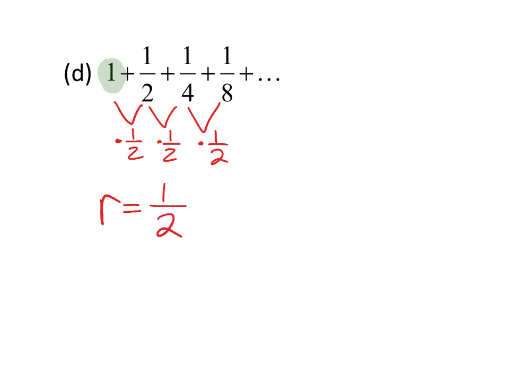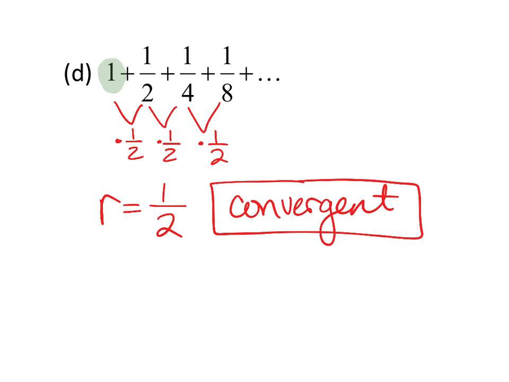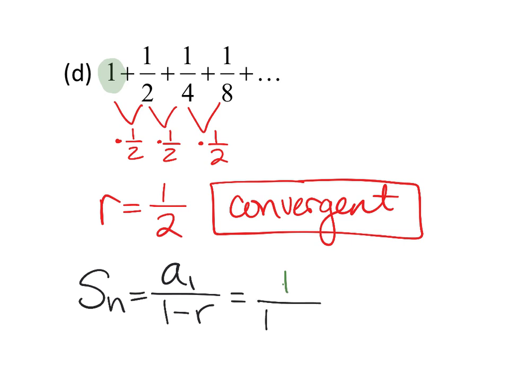Does that converge or diverge? It's convergent because the r value is between 0 and 1. So we can use the formula. The formula is S equal to a sub 1 over 1 minus r. We know the first term is 1, and we know the common ratio is 1/2. If you calculate that, 1 minus 1/2 is 1/2. We'd get 2.